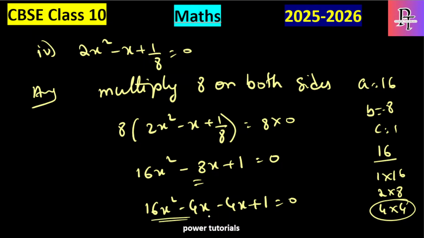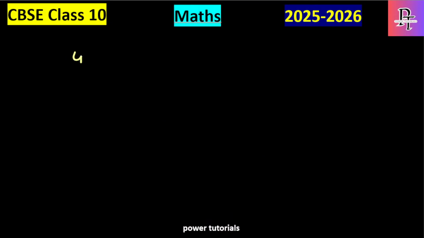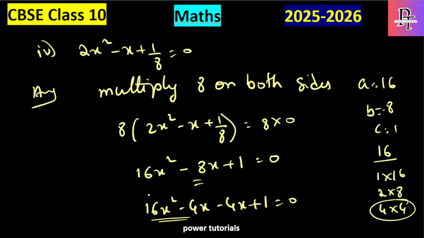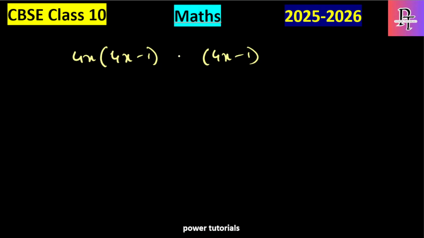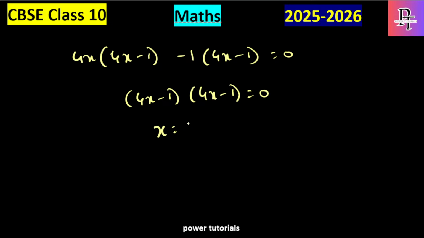Now let's see what is common for these two. It is 4x that is common. If I take it as common, I will get 4x minus 1. The trick I have told you, just write this value again here, which is 4x minus 1. Now let's see which is remaining. We have to simply multiply with minus 1. So minus 1, 4x minus 1 is equal to 0. Now it is very easy, which is nothing but 4x minus 1 into 4x minus 1 is equal to 0. The x value is simply 1 by 4, comma 1 by 4.